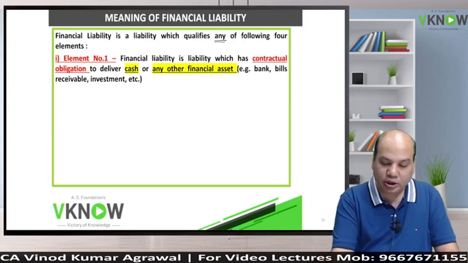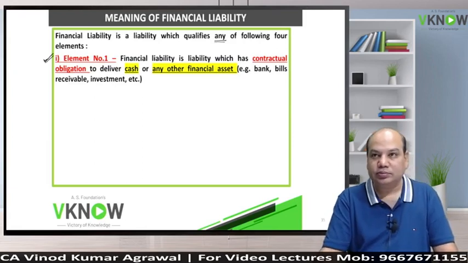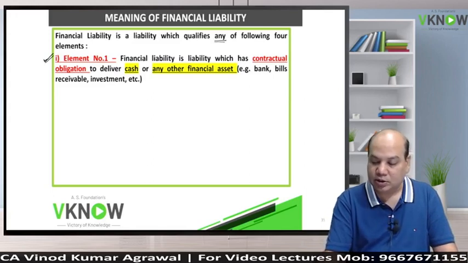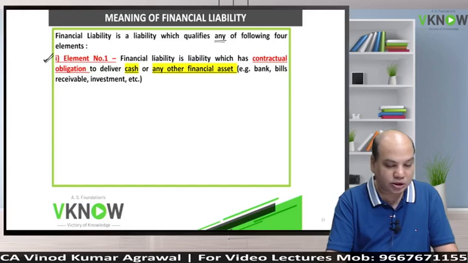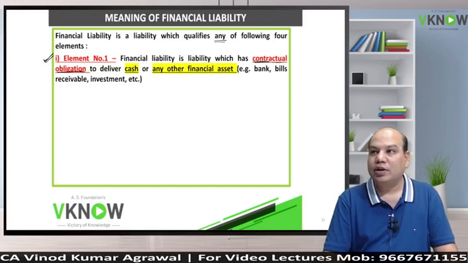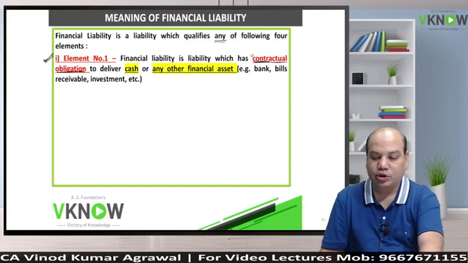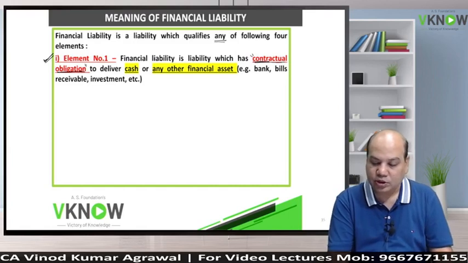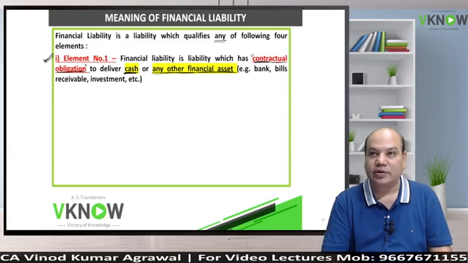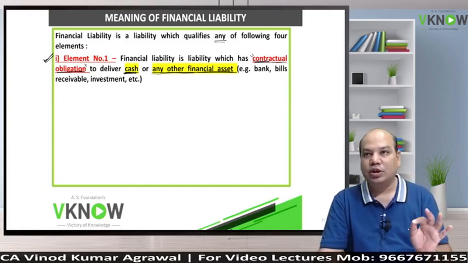First condition, we will call it element number 1. Element number 1 means a financial liability is a liability that has a contractual obligation. So the important term is contractual obligation. Income tax liability is also a liability, but it is not a contractual obligation, it is a statutory obligation. So it has to be a contractual obligation arising under some contract between two parties. And what is that contractual obligation? The contractual obligation is to deliver either cash or any other financial asset.